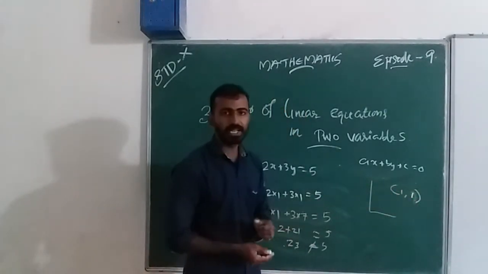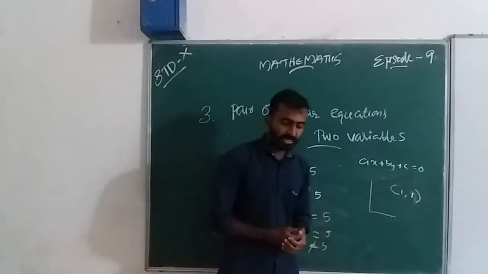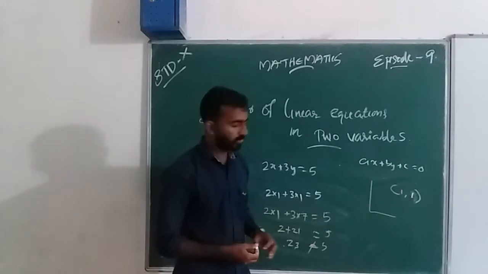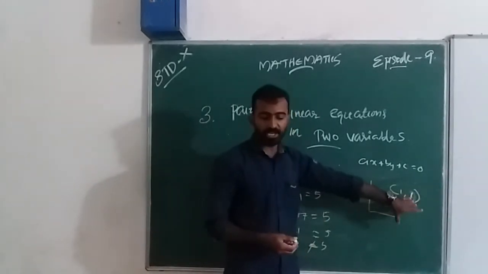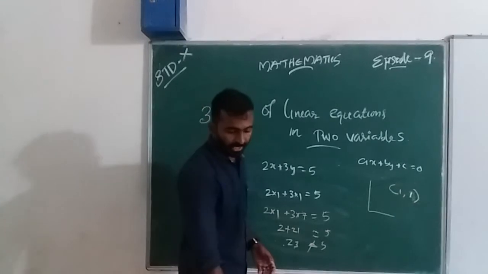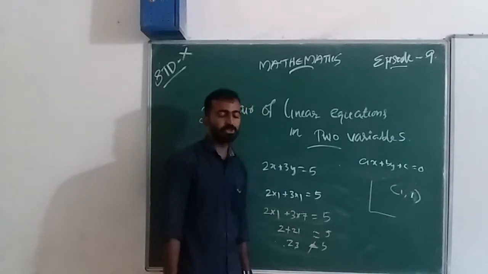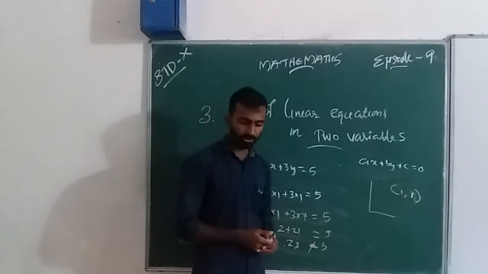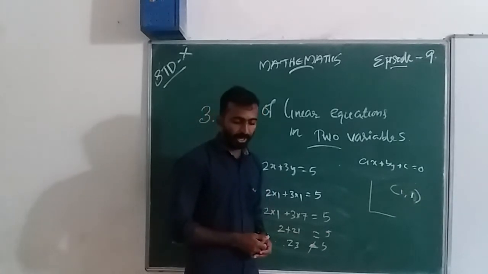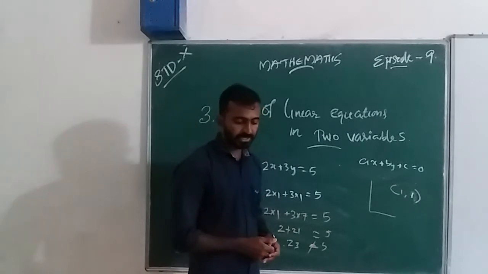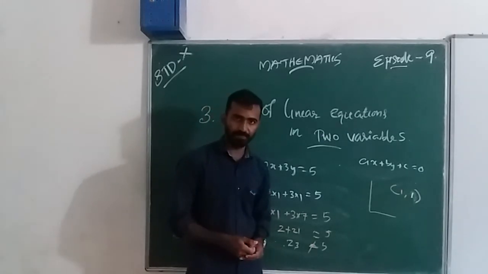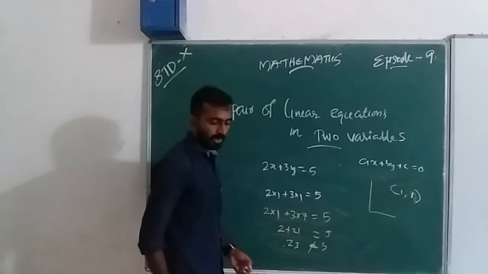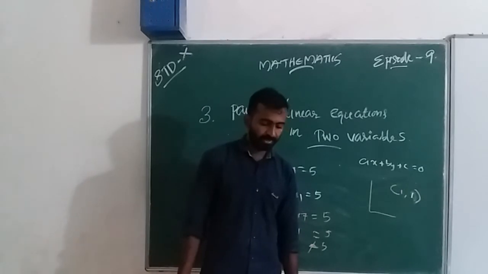That is, we can say in fact that this is true for any linear equation: each point, x coordinate comma y coordinate, of a linear equation in two variables, that is ax plus by plus c equal to 0, corresponds to a point on the line representing the equation, and vice versa. Is it? And in the textbook, on page number 30, some examples are given.